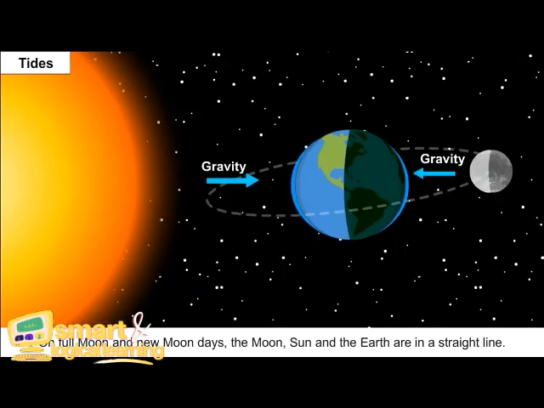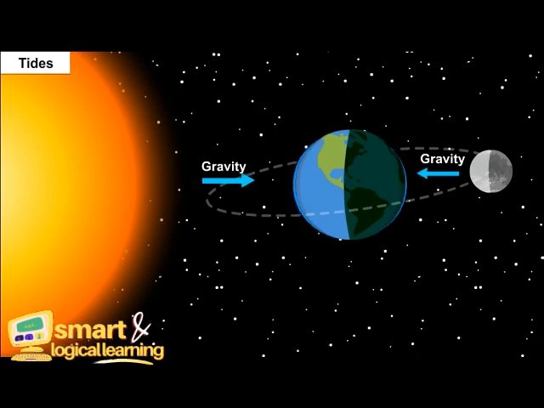On full moon and new moon days, the moon, sun and the Earth are in a straight line. Hence the pull is at maximum and tides caused are the highest. Such tides are called spring tides.